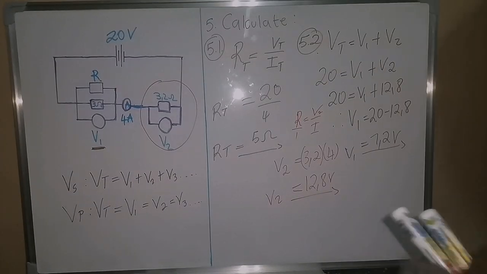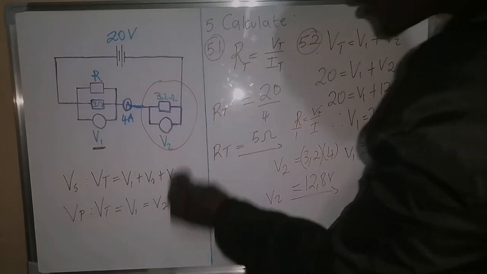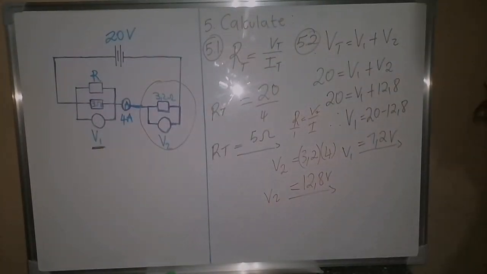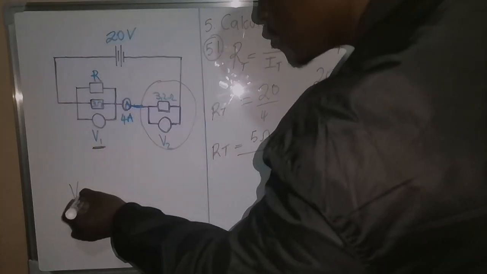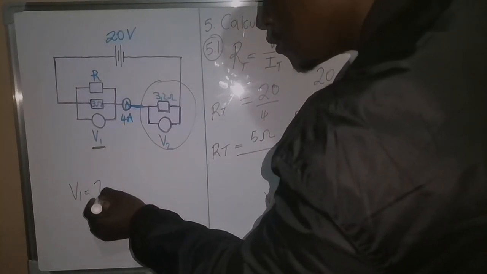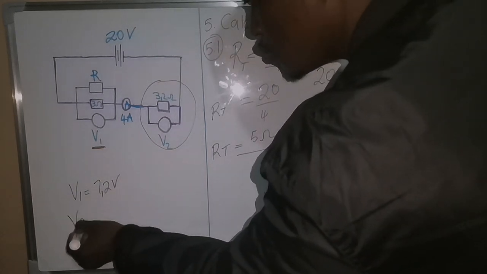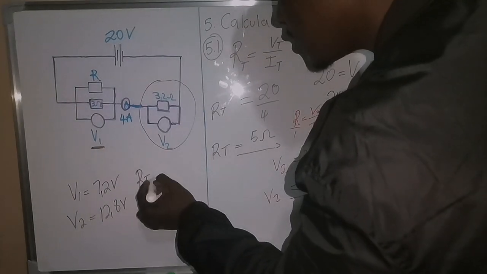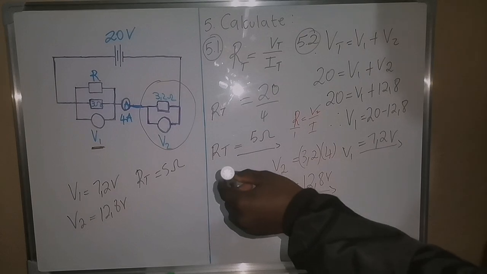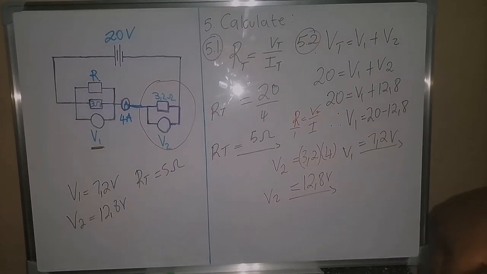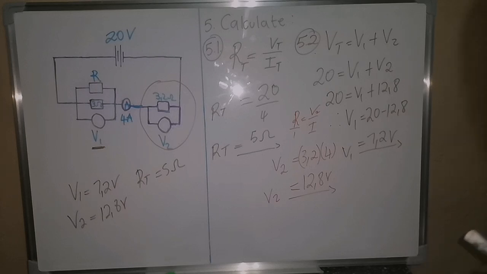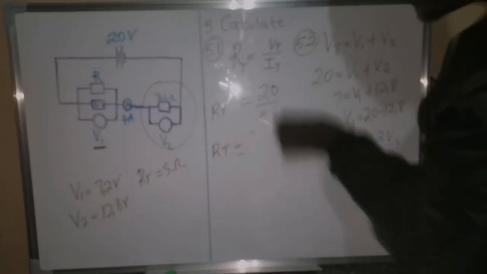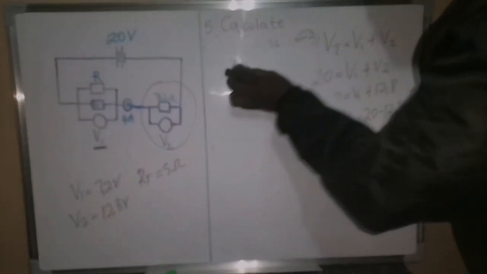Let me just write them down so that I do not forget about them as I move to the next question. So, guys, please indicate if you don't understand what's happening here. The value of our V1 is equal to 7.2 volts. The value of our V2 is equal to 12.8 volts. And our total is 5 ohms. I just want to write them so that I do not forget about them. That's what we have so far. These are our results so far.